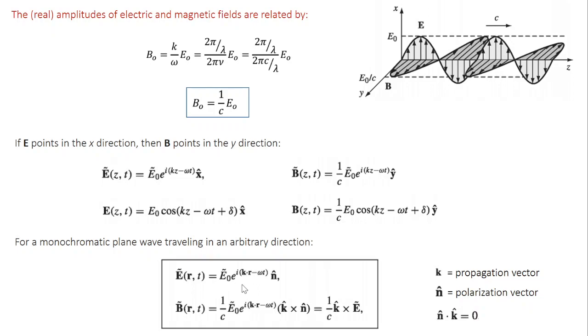Now k is no more a constant. This is a vector. Since k gives the direction of propagation, this is known as the propagation vector. So once you define electric field in terms of a polarization vector, you can define magnetic field as 1 over c E naught complex e to the power i (k dot r minus omega t) k cap cross n cap. Since this term is the electric field, you can write it as 1 over c k cap cross E complex, where n dot k equal to 0 because the wave is a transverse wave.